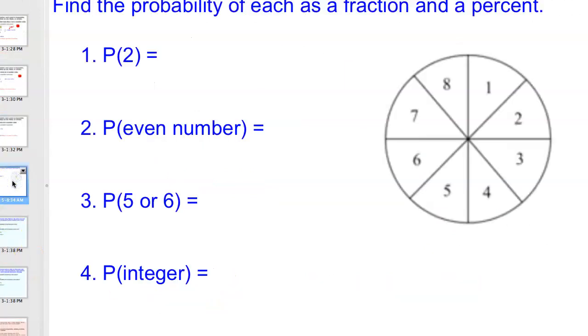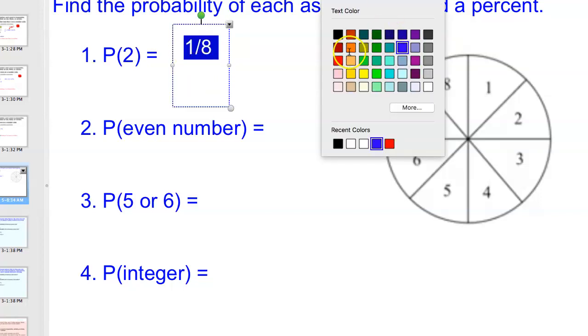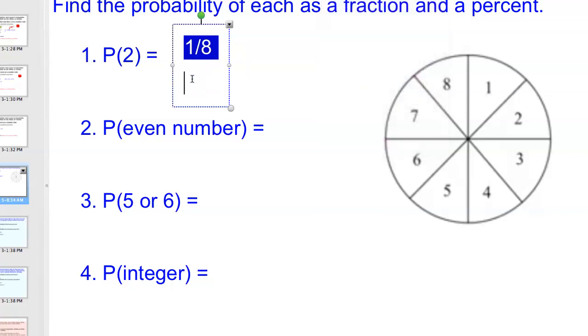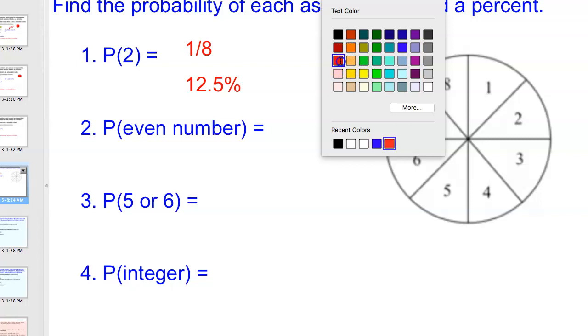All right, we're going to find the probability of each as a fraction and a percent. So I want to know, what's the probability of rolling a 2 here? Well, there's 1, 2 out of 8, so it's 1 out of 8. Okay, and that's my fraction, but to write it as a percentage, I would do 1 divided by 8 and then times 100, which is 12.5%. Oops, I didn't mean to take that away. Okay, so fraction and then a percent.